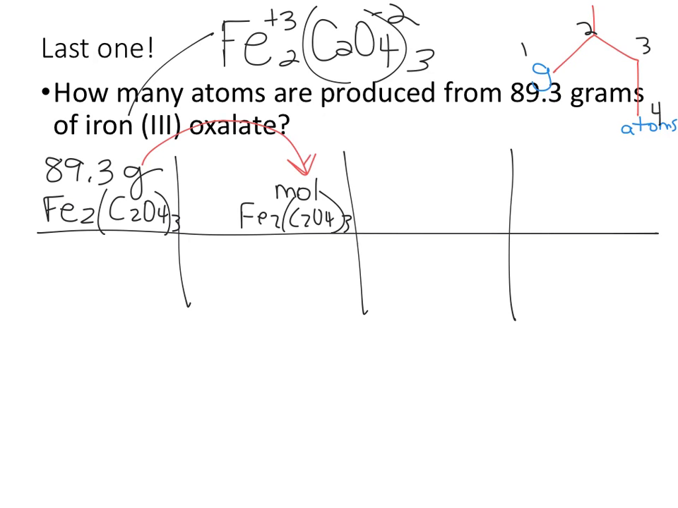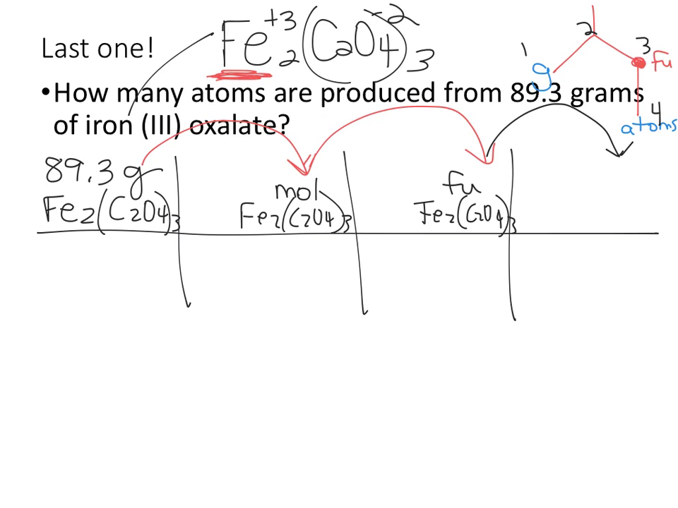After we left moles, in step 3, right here, up on our map, this is our FU step. Since iron is a metal, FU metal, and we're going to go ahead and put FUs of iron oxalate. Trust me, I know, writing iron oxalate this many times in a row is annoying. And then finally, we're going to get to our last step, which is atoms of iron oxalate. Sorry for the handwriting. It's nasty, I know.